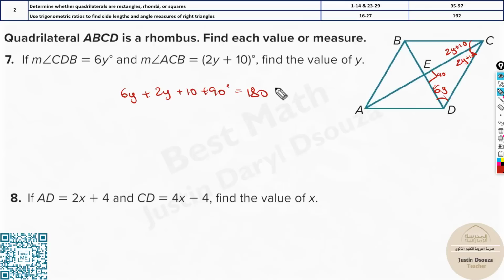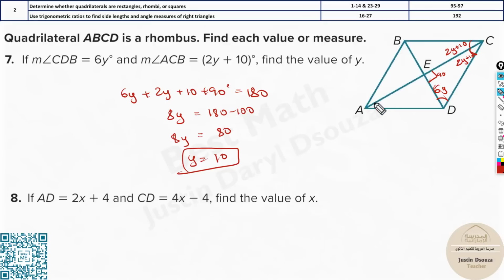Now you can just put this entirely in the calculator and solve as well. But I'll just solve over here in detail. 6y plus 2y is 8y. 90 plus 10 is 100. So I'll just take 180 minus 100 to the other side. And over here we have 80 and 8y. Y will be divided by 8 on both sides. It's 10.